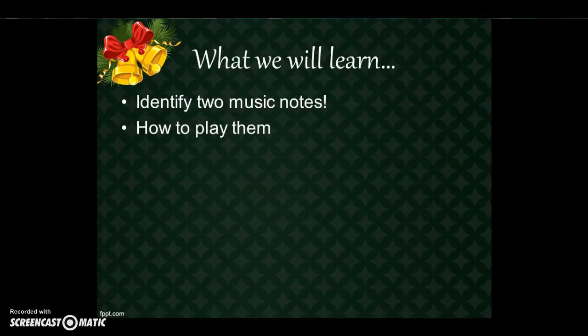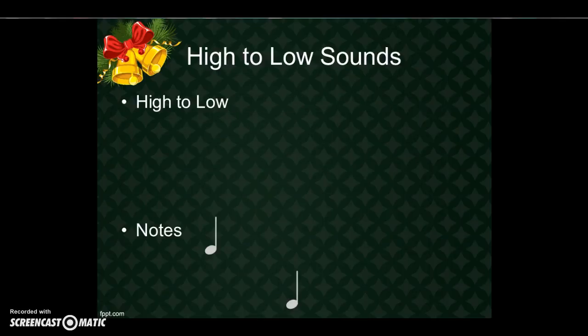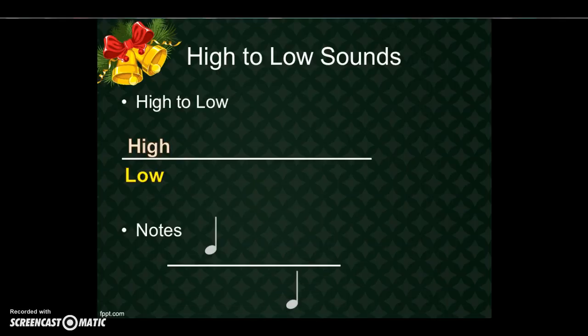So what we are going to focus on today is identifying those 2 music notes, G and E, and how to play them. When we went from high to low sounds, we had a line, with high sounds above the line and low sounds below the line. And when we added our notes in, you can see that we could have a high note above and a low note below.